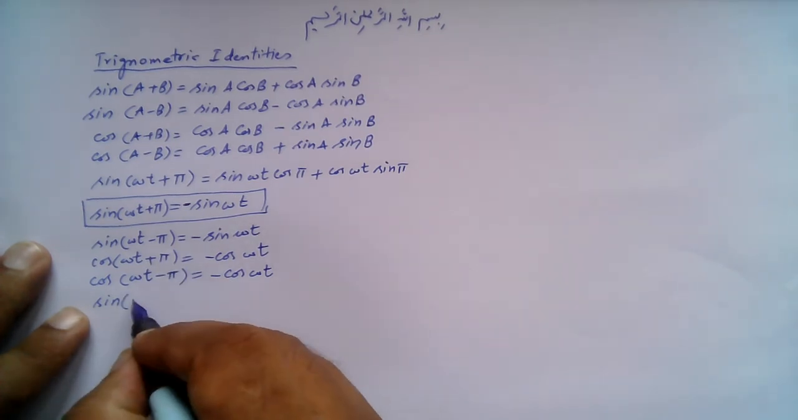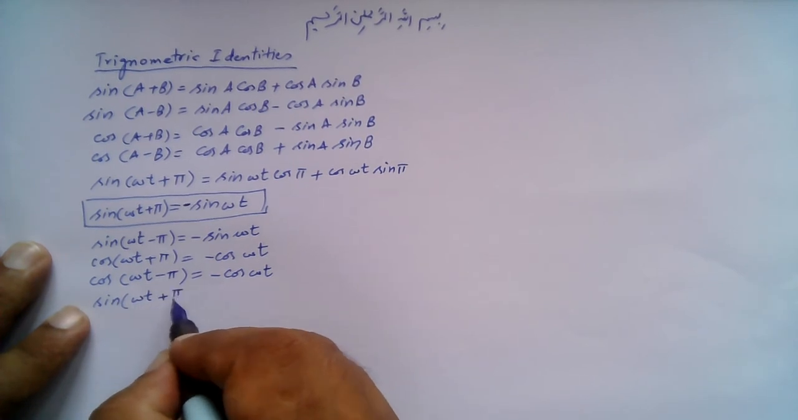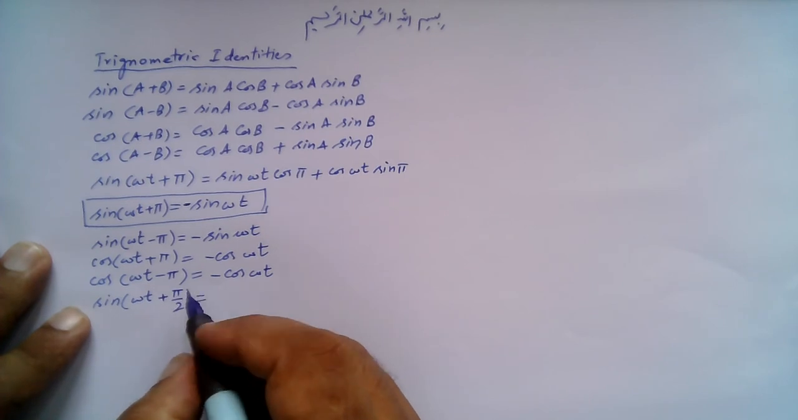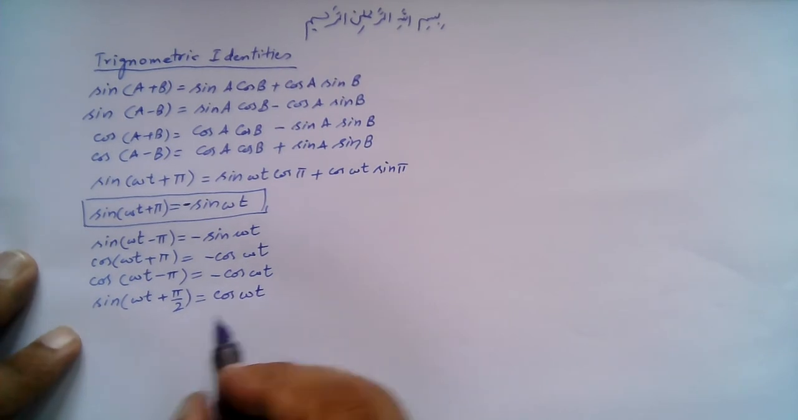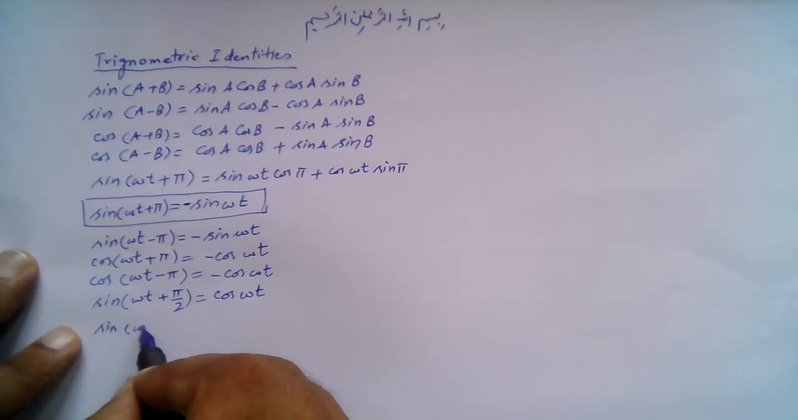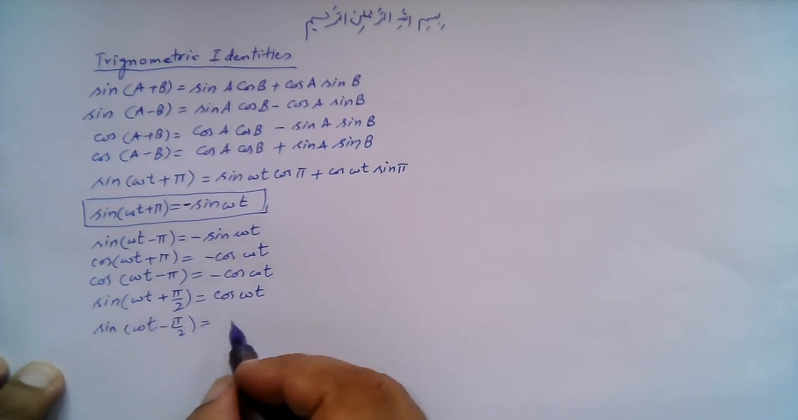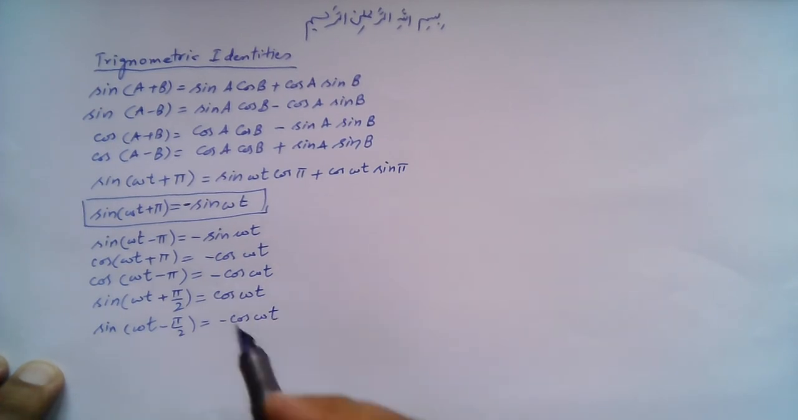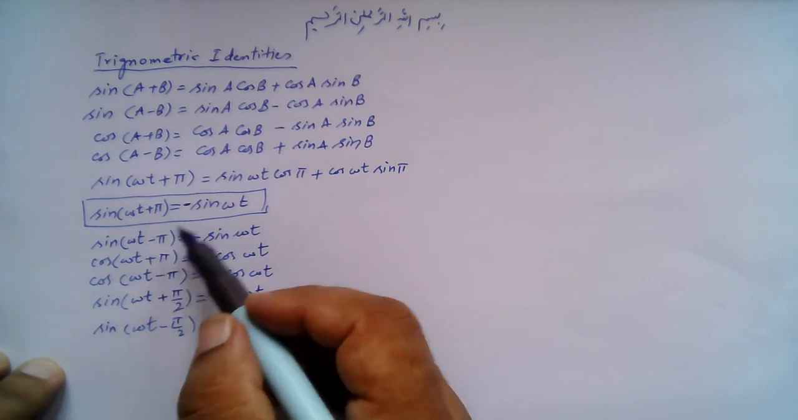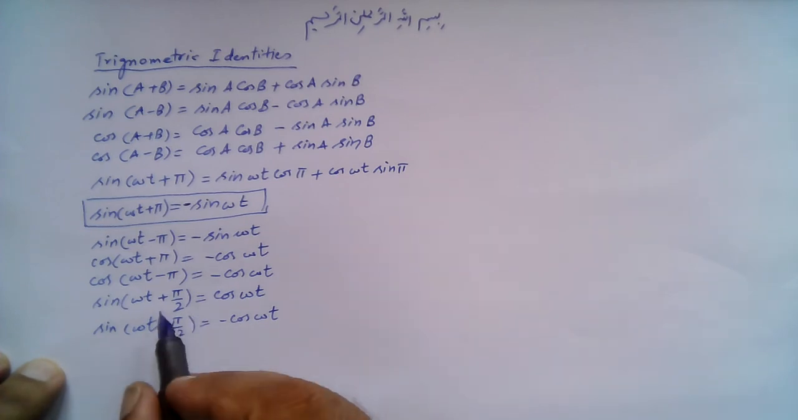Then we can use same functions for addition or subtraction of pi by 2, for example. So this will be cos omega t, and sine(omega t minus pi by 2) will be equal to minus cos omega t, right? So if you note that if you add or subtract pi, the sign is always negative, but this is not the case with pi by 2. This is plus here, and this is plus here, this is minus here, this is minus here in the case of sine.